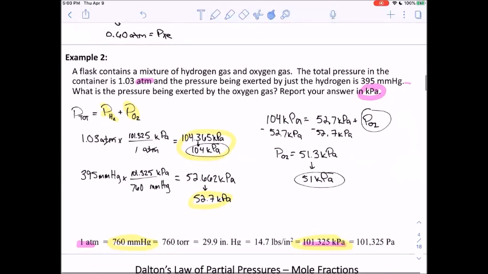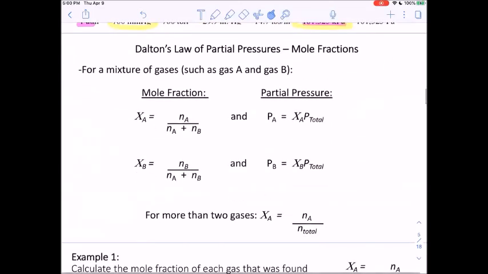So those are two examples involving just Dalton's law of partial pressure. So everything that's in the container should add up to the total amount of pressure that's in the container. Pay attention to your units, and it should be a pretty simple problem. The next thing we'll talk about here is mole fraction.